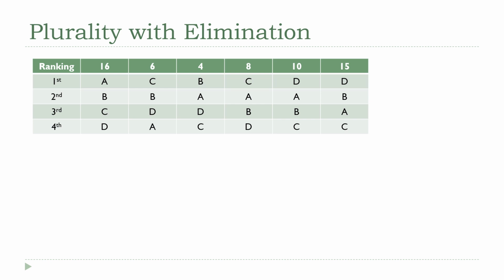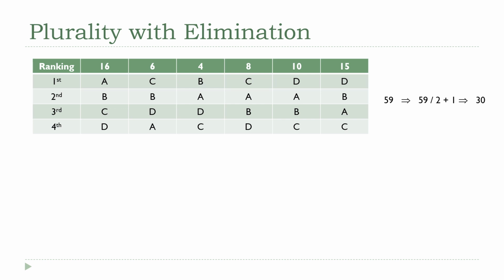Okay, step 1, how many votes do you need to win? Well, 16 plus 6 plus 4 plus 8 plus 10 plus 15, that's 59. 59 divided by 2 plus 1, that's going to be 30. 59 divided by 2 is 29 and a half. The next integer after 29.5, that's our target. That's going to be 30 votes. So, has anybody made that threshold? Well, not yet. A has 16, C has 14, B is sitting there at 4 still, D has 25.